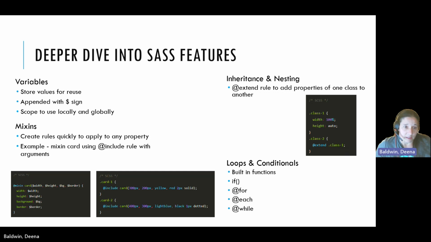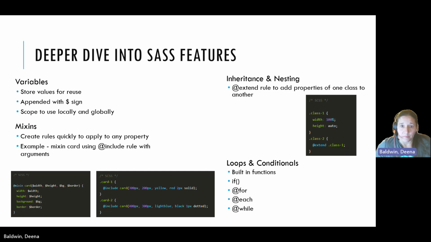Mix-ins, which is down here, make it possible to create a group of related CSS rules and apply them to any property. It allows us to create rules quickly. In this example, the mix-in creates a simple card layout with a width, a height, the background, and a border as parameters. And then whenever you want to create a new card, you can just call the card mix-in using the @include rule and then pass the arguments to it, which is so nice.